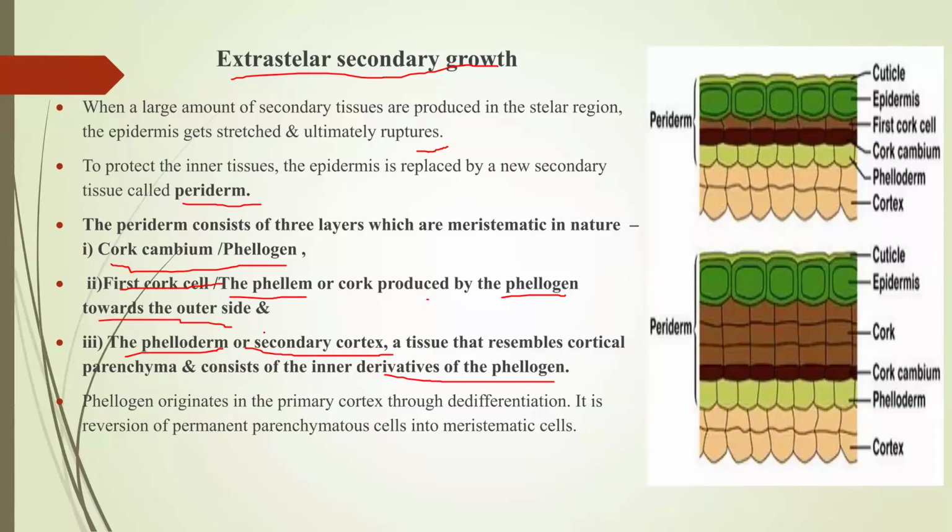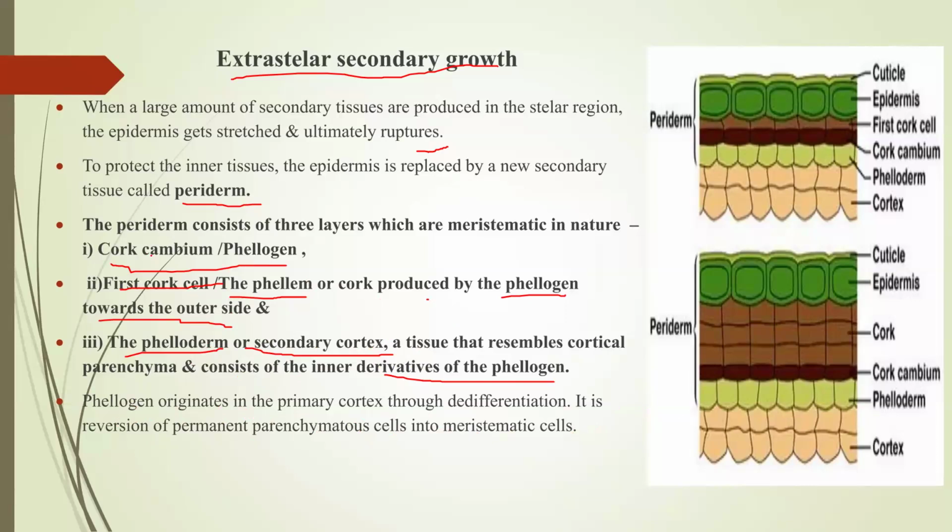This cork cambium, or phellogen, produces the cork or phellum towards the outside and the phelloderm towards the inside. The phellogen originates in the primary cortex through dedifferentiation, which is the reversion of permanent parenchymatous cells into meristematic cells.